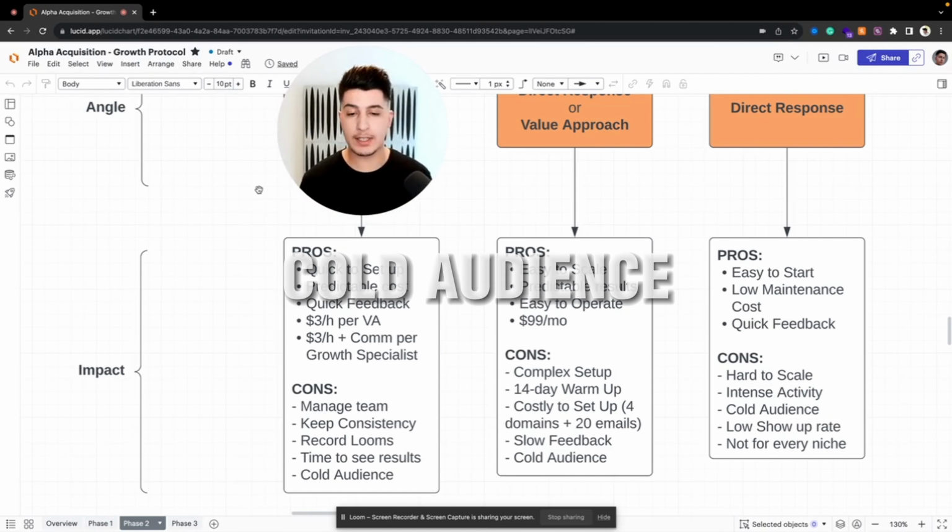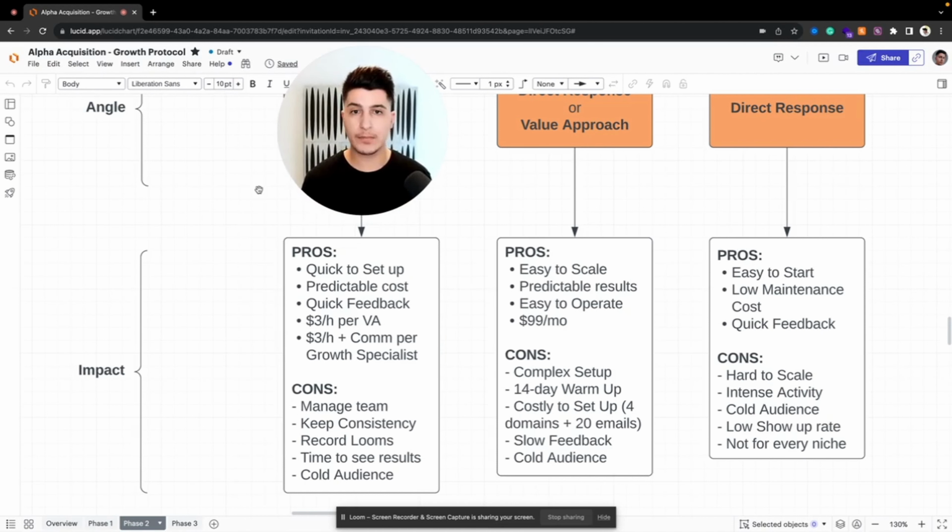Cold audience. This is another con because at the end of the day, you are outreaching to people who have never heard about you. So you still need to educate them not only on their problem, if you don't have a good offer that's already proven in the market, but also educate them on your solution vehicle.